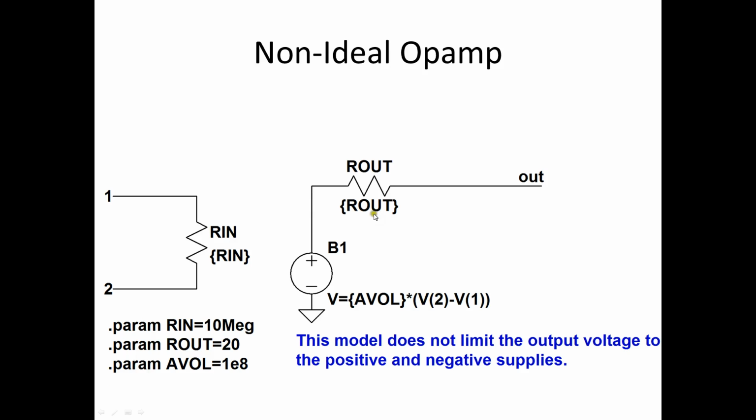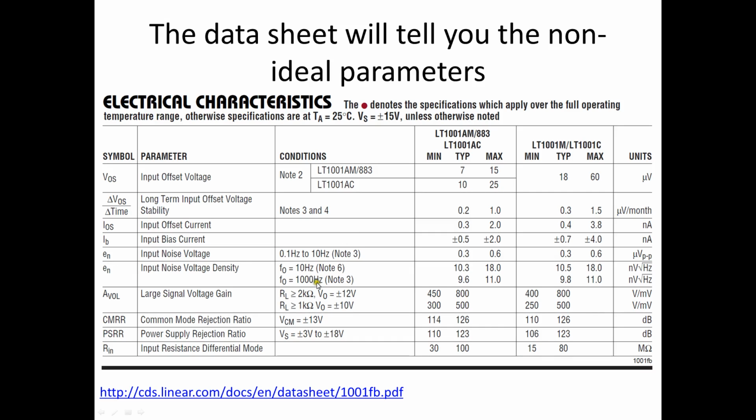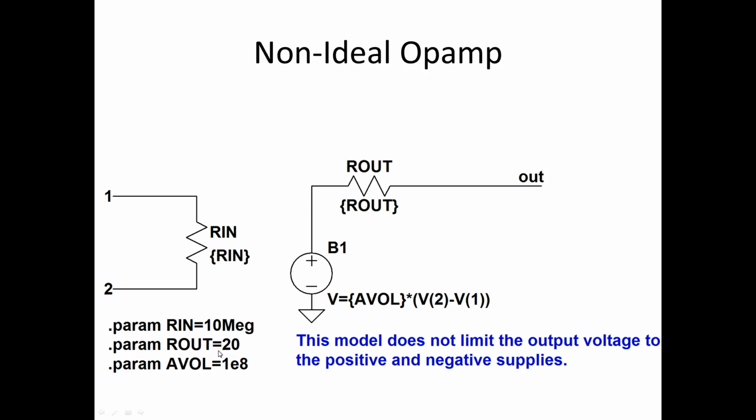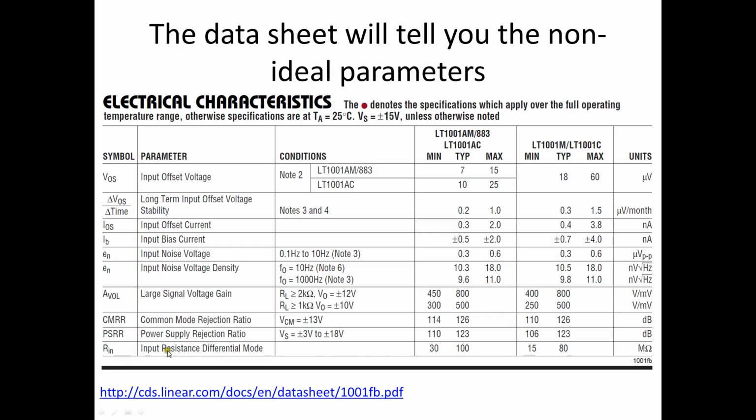And that's more than likely because RL needs to be much, much greater than, otherwise 100 times greater than R out, so that you don't have to worry about it. And so if RL is greater than 2K, 100 times less than that is 20. And that's where I came up with that number. There's other things. The input resistance here, it's 30 mega ohms. And some of these other terms about noise and bias current and offset voltages are really for more advanced classes.